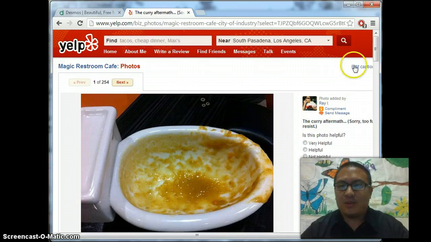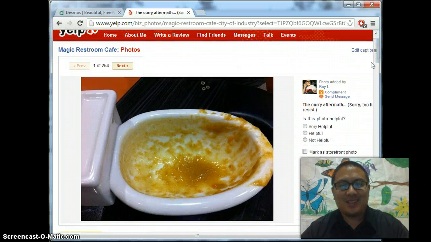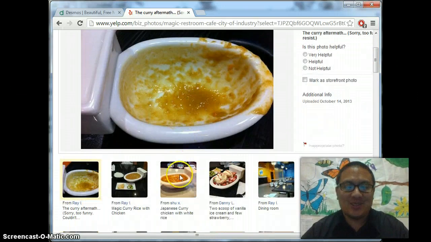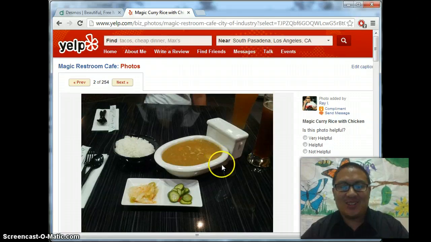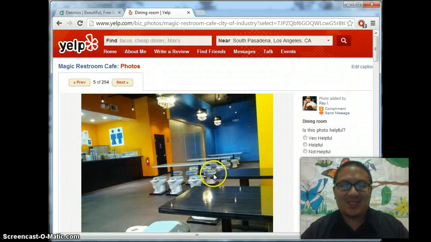So let me always start off with my usual tangent. This is where I went to eat this weekend. It's called the Magic Restroom Cafe, so everything's toilet themed, and they have curry in a toilet bowl, and when you sit down you sit on a toilet seat. So I just thought I'd show you guys that. It was terrible food, but it was really funny.